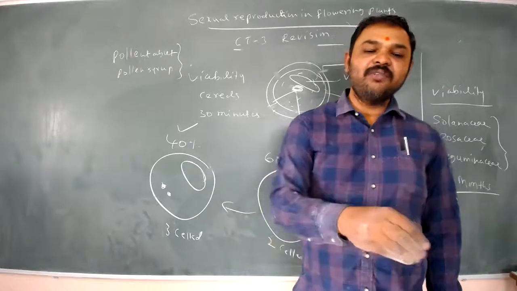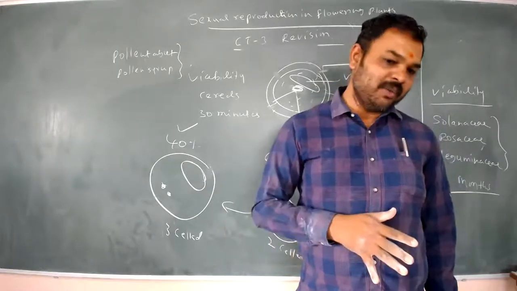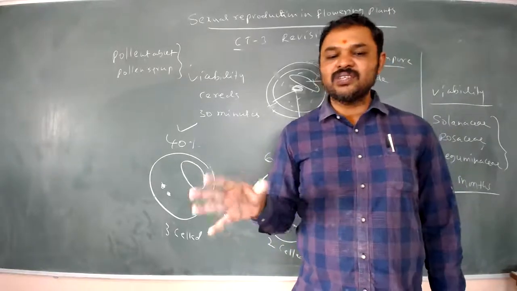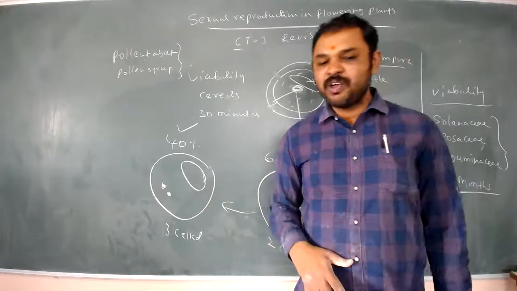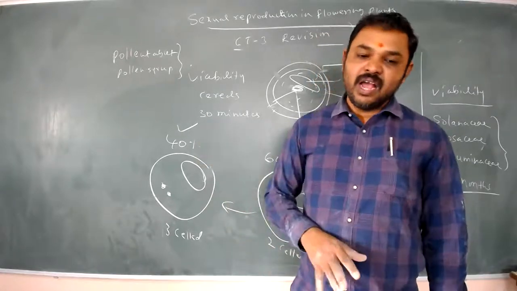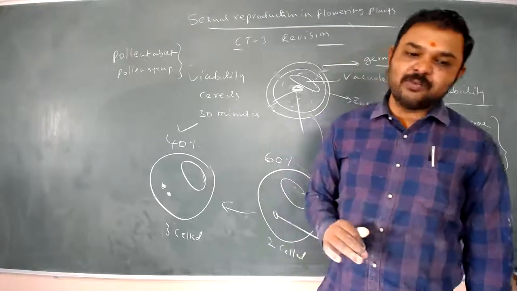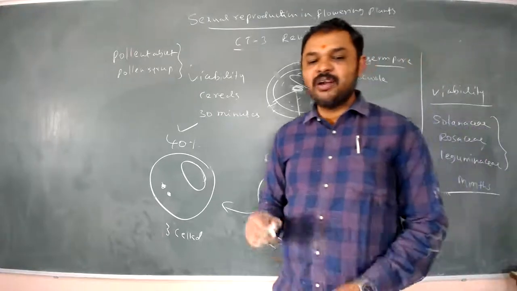Therefore, they are given to these athletes to enhance their performance, and they would be given to race horses to enhance their performance. That is a pollen tablet. And here, one more advantage is cryopreservation in plant breeding programs.